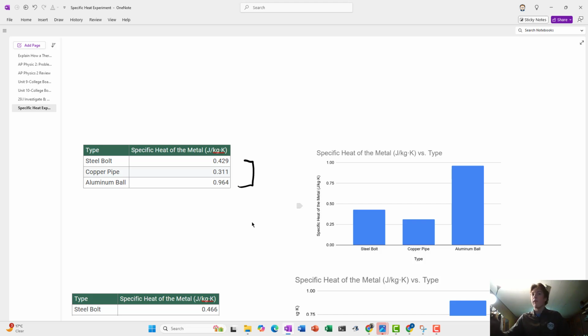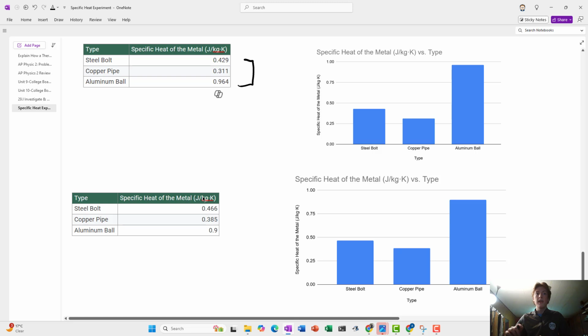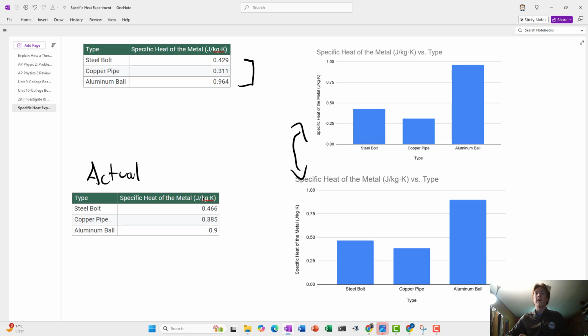And then you can see this graph here. So you can see steel ball is around 0.429, copper pipe is a little less, and then the aluminum ball is quite a bit more. And then the incredible thing here is that this is the actual data. This is the actual data, and do you see how similar it looks to this graph and this graph? It's almost identical, which is incredible. The only two values, they're only off by a little bit, by very small amounts. So it's incredible how accurate we were able to get on this experiment.